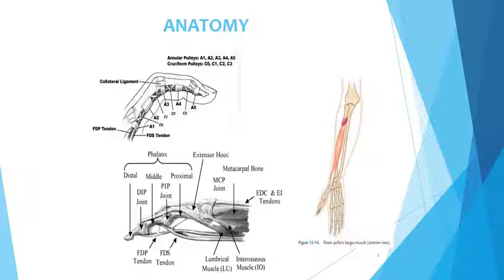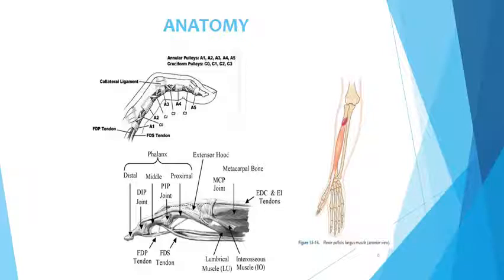Then the cruciate pulleys, with their cross form from C1 to C3, give us an indication of how it also allows range of motion as the finger flexes and extends, but more so with flexion. Also importantly, the collateral ligaments, you can see.